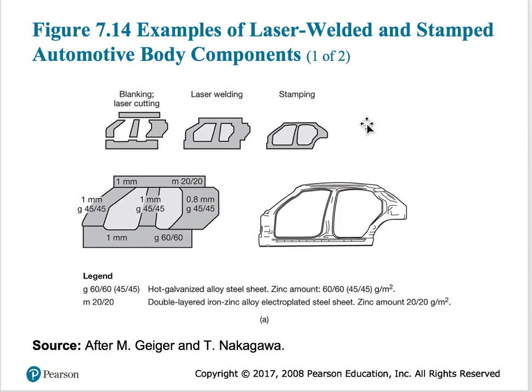So they use this process where you blank them, you laser cut them, and then you laser weld them, and then you stamp them into the shape and form that you want. This is very commonly used in the automotive industry, especially for high productivity operations.